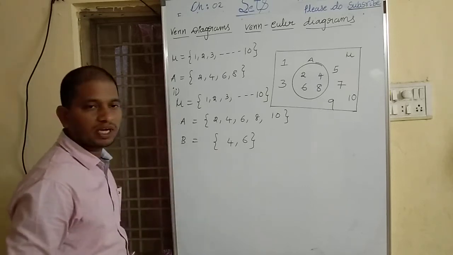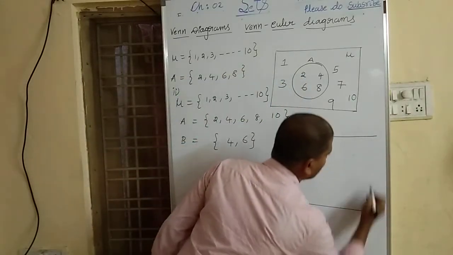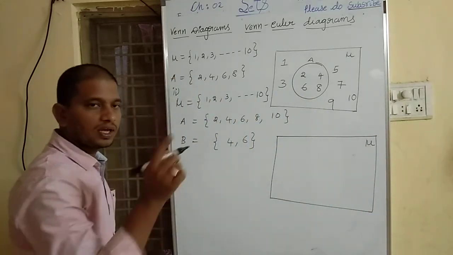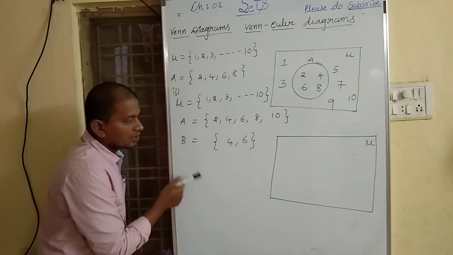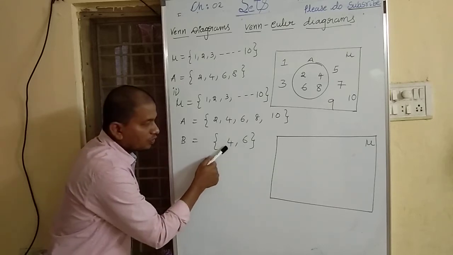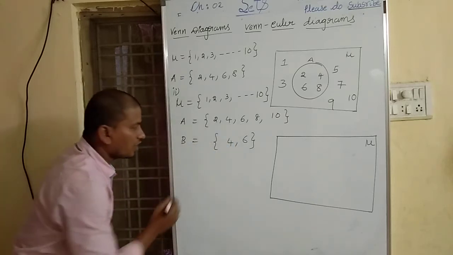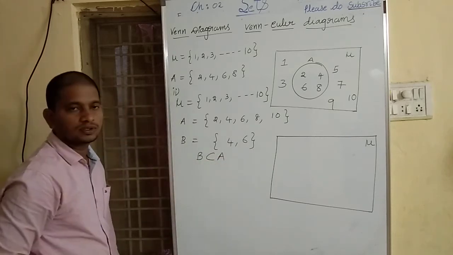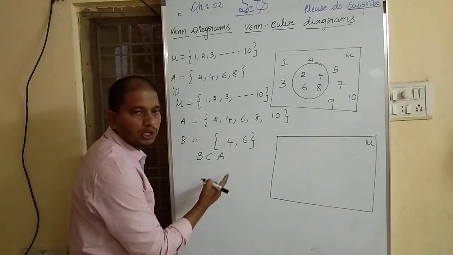Okay, let me represent it by using a Venn diagram. This is our universal set mu. Inside the universal set, if we observe set A and set B, the elements of set B are 4 and 6. These 4 and 6 are also there in set A. Then what can we say? We say that B is a subset of A. How to represent B is a subset of A using a Venn diagram?